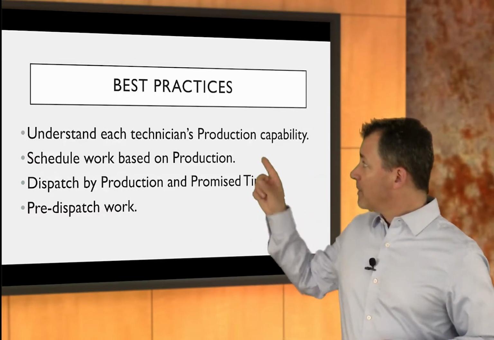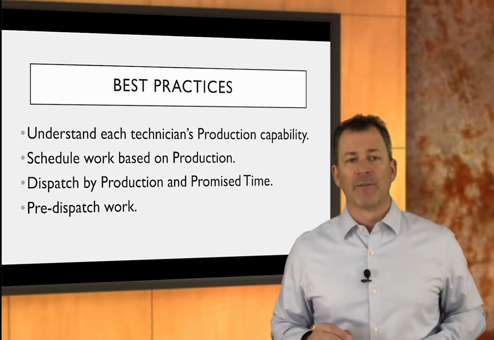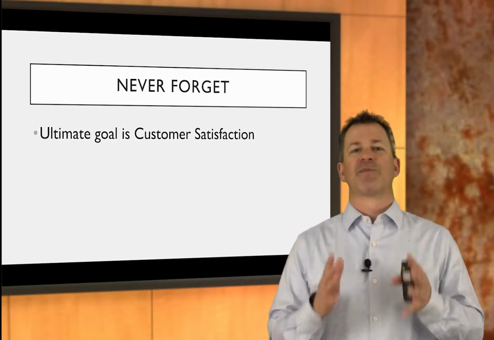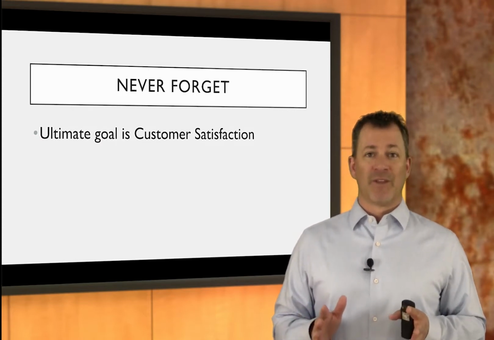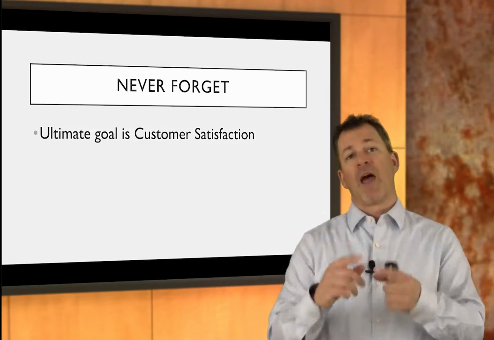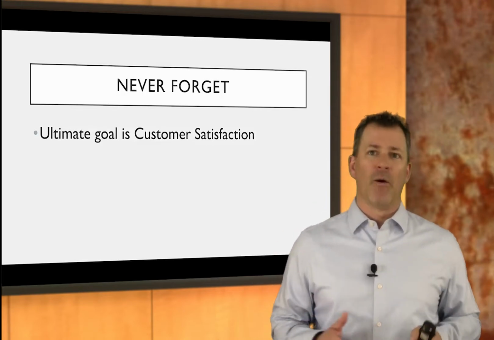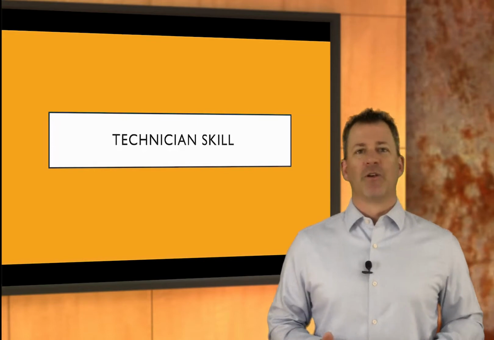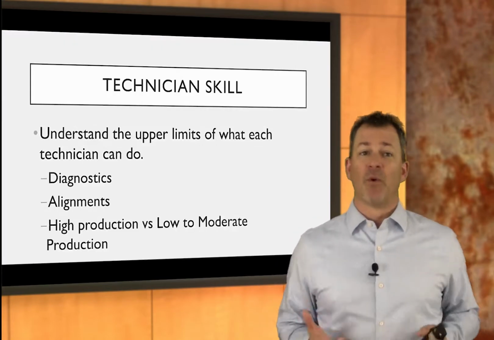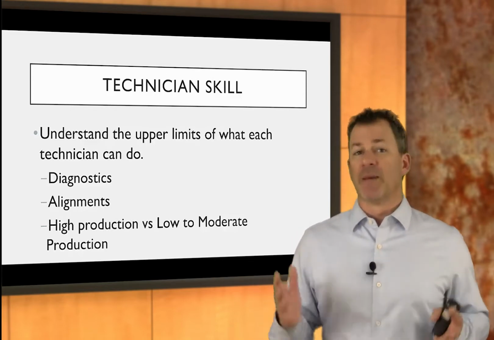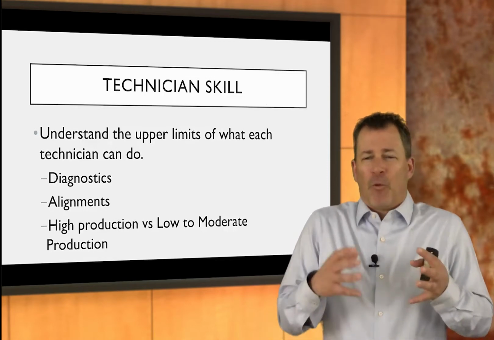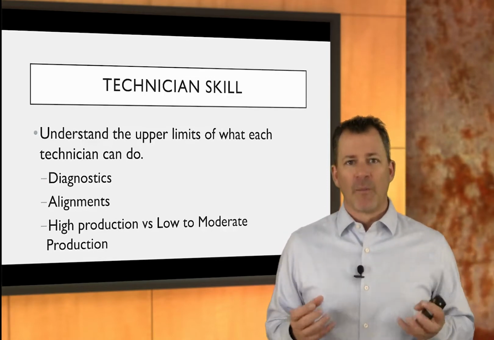All right, so keep those best practices in mind and never, ever, ever forget: the ultimate goal here is customer satisfaction, period. That's what we're after. If we don't have customer satisfaction, we don't have customers, and we don't have a quality operation. Now, oh boy, technician skill set. Technician skill set is a challenge because it's different with every one of us. Understand what the upper limits of each technician are. All right, understand what each technician can really do in terms of pushing their limits.